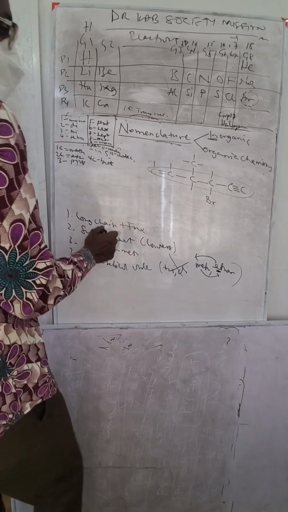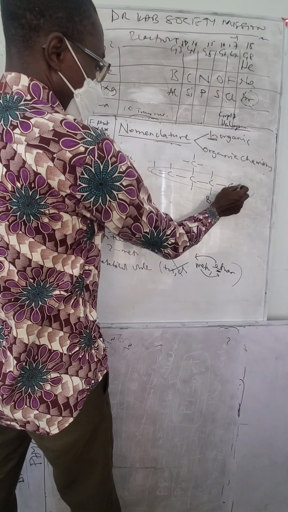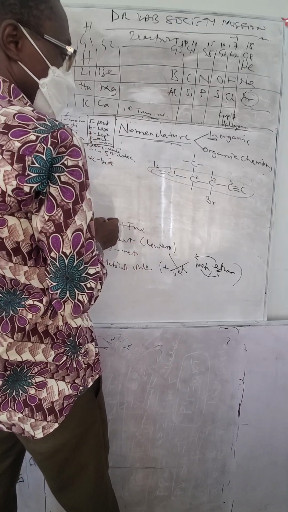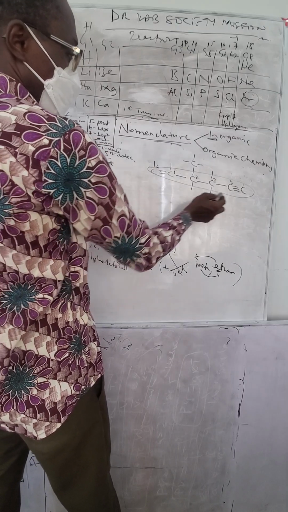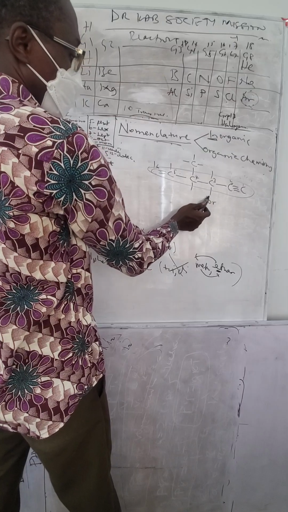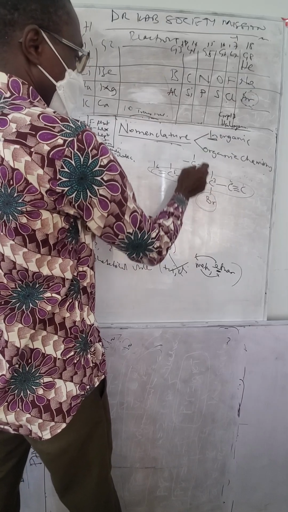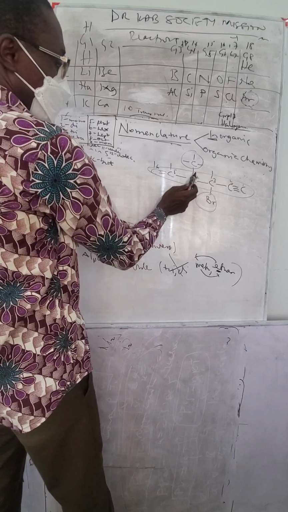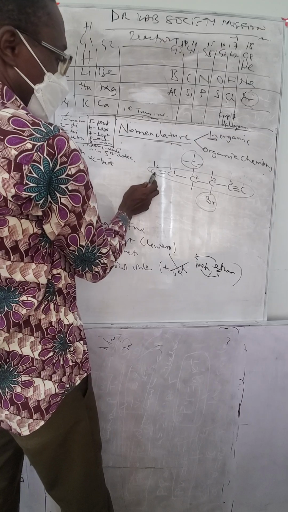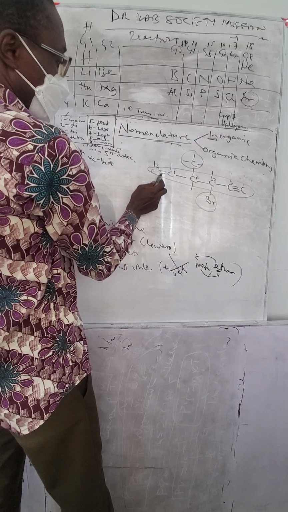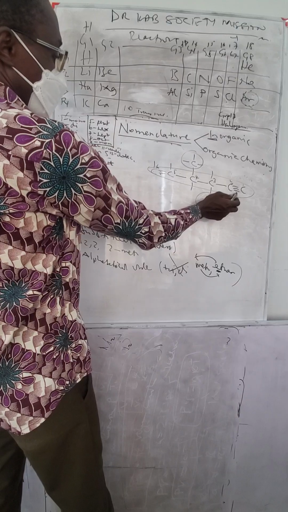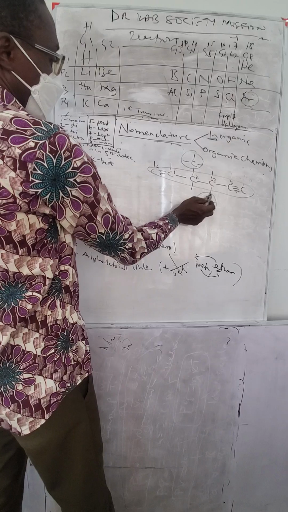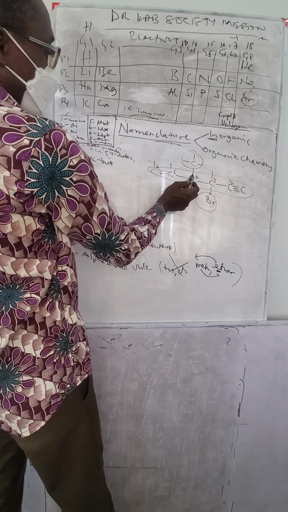Okay, so let's see. If we number from here 1, 2, 3, 4, 5, 6, this will give the lowest numbers to the substituents. These are the substituents, the lowest numbers 3 and 4. But if you count from here, this functional group takes precedence. So it's better to count from here so that we get the lowest number for the functional group, 3 here and then 4 here.